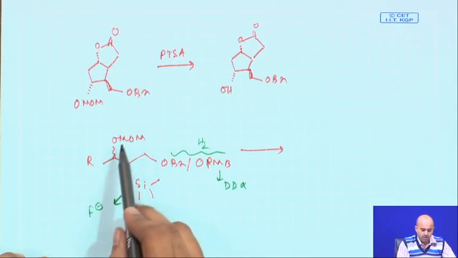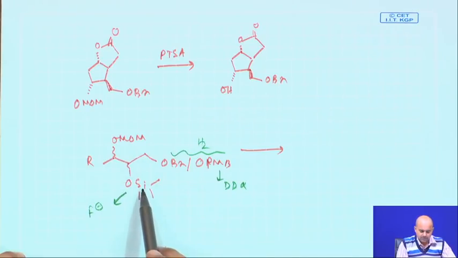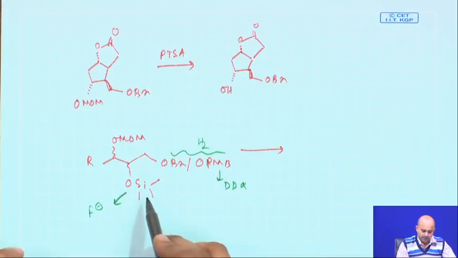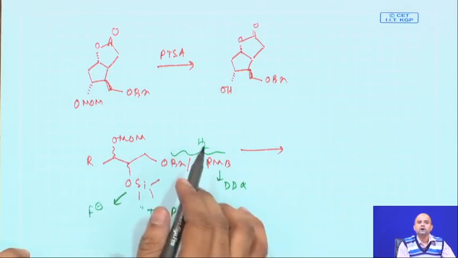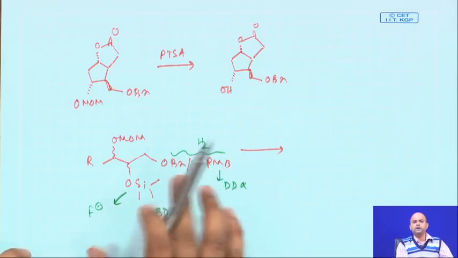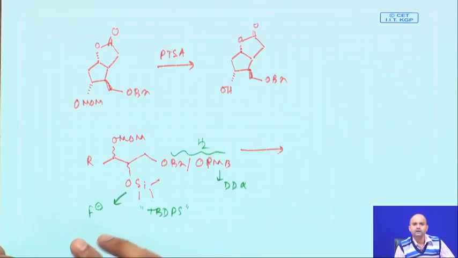Now, if you have a MOM and TBS, TBS is also acid labile, and MOM is also acid labile, so there is a little bit of difficulty. But among the silyl groups, if you have TBDPS, which is not acid labile, you can easily control the selective removal of MOM in the presence of TBDPS. This kind of orthogonal strategy you will find very interesting, and we will discuss those strategies a little bit later, in the next week. Till then, have a good time.